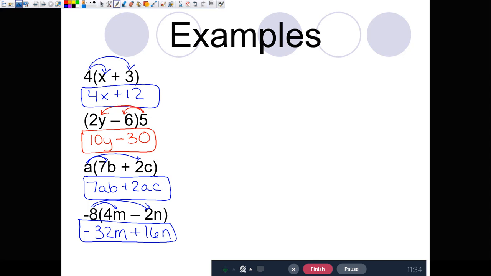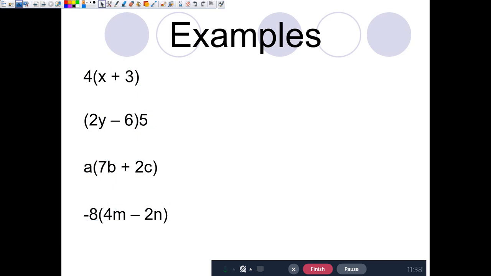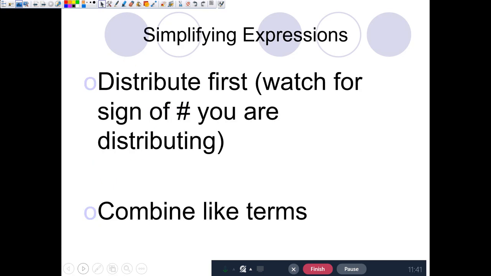All right, simplifying expressions. So now we're going to be combining both the distributive property and like terms, okay? But you distribute first because we multiply first when we're doing order of operations. Order of operations never goes away. We multiply before we add. So we will do distributive property first, and then we will combine like terms. Remember, we need to watch for the sign of the numbers when you are distributing, okay?